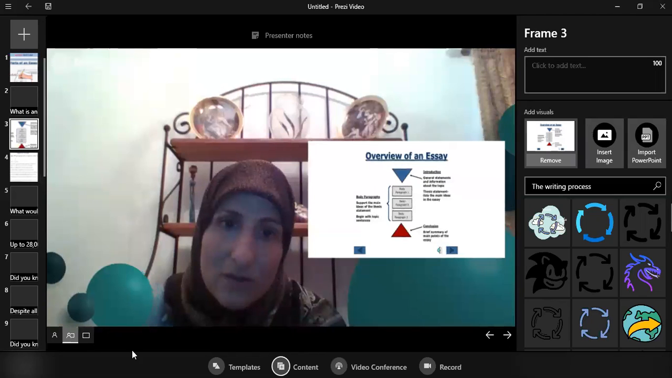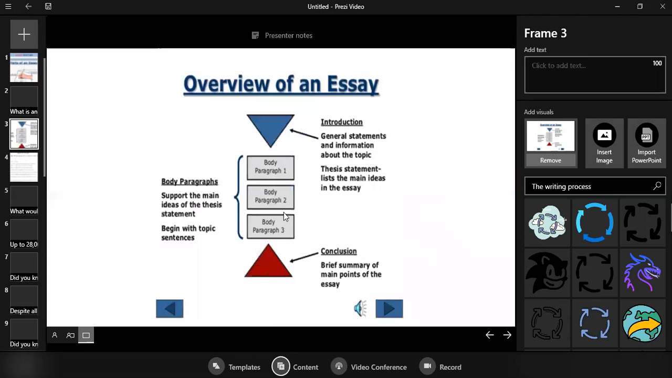So what I'm displaying now is an overview of an essay. We all know that an essay is made of the introduction, the first part, from general to specific usually. Then you have body paragraph 1, body paragraph 2, and body paragraph 3. And then you have the conclusion. Our grade 12 essays are generally made of five paragraphs. Okay.